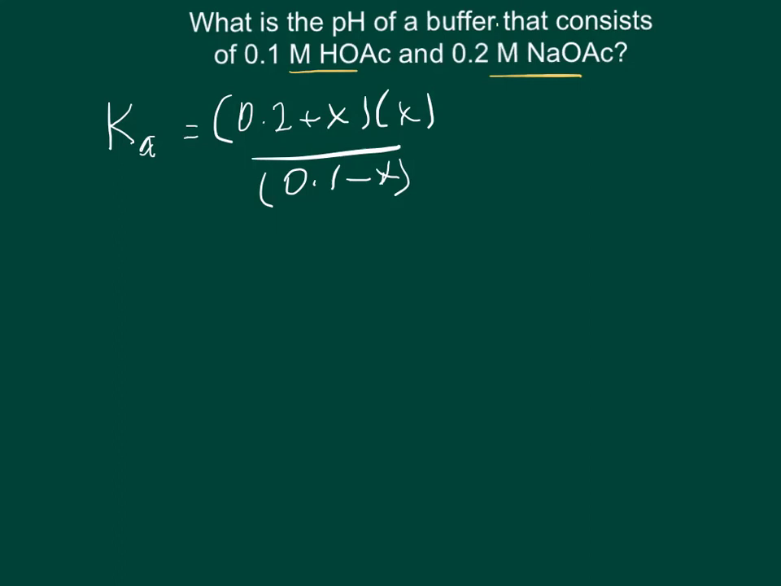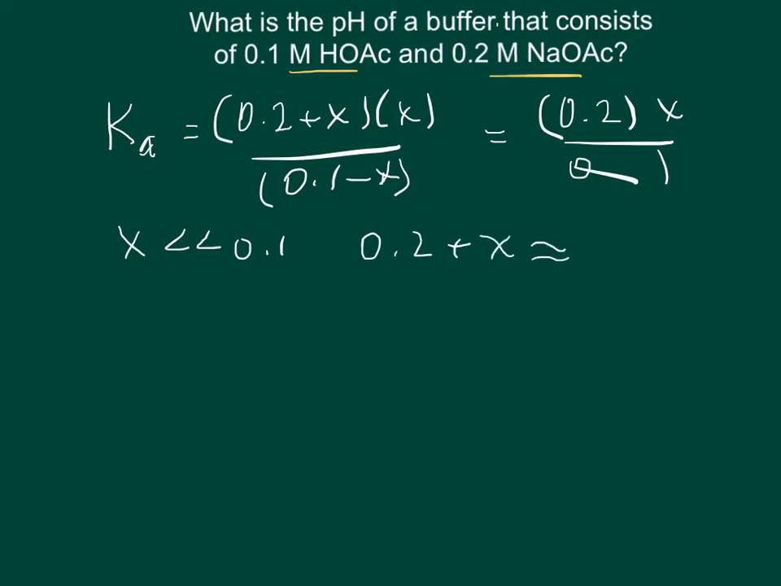Now, because acetic acid is a weak acid, the truth is that it won't dissociate very much. And so relative to 0.1, X is small. In fact, relative to 0.2, X is also small. So this expression can be simplified to be 0.2 times X divided by 0.1. And so really what we're saying is that X is much, much less than 0.1. In other words, 0.2 plus X is around the same as 0.2. 0.1 minus X is around the same as 0.1.